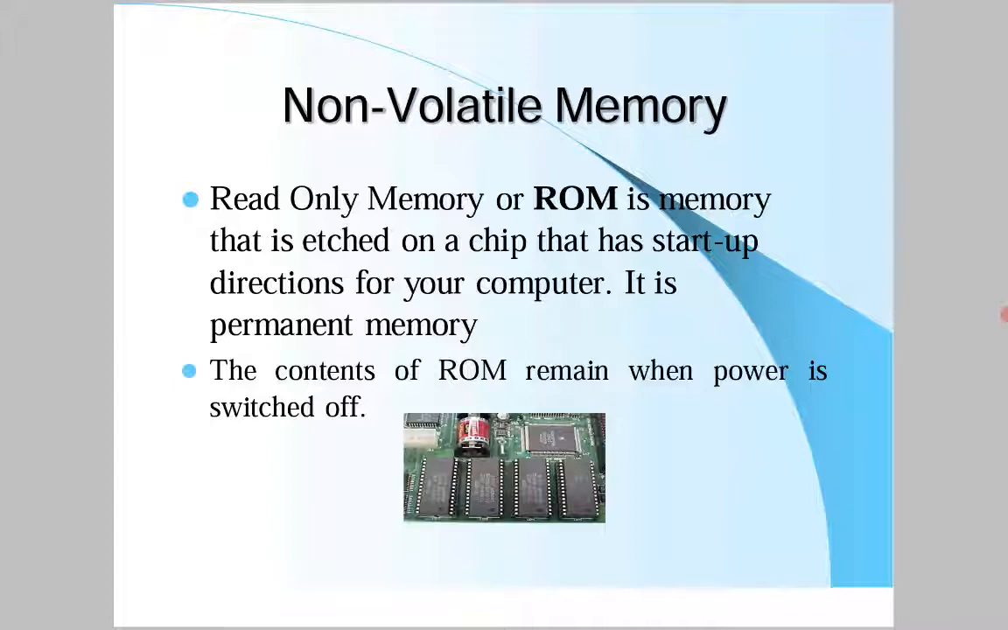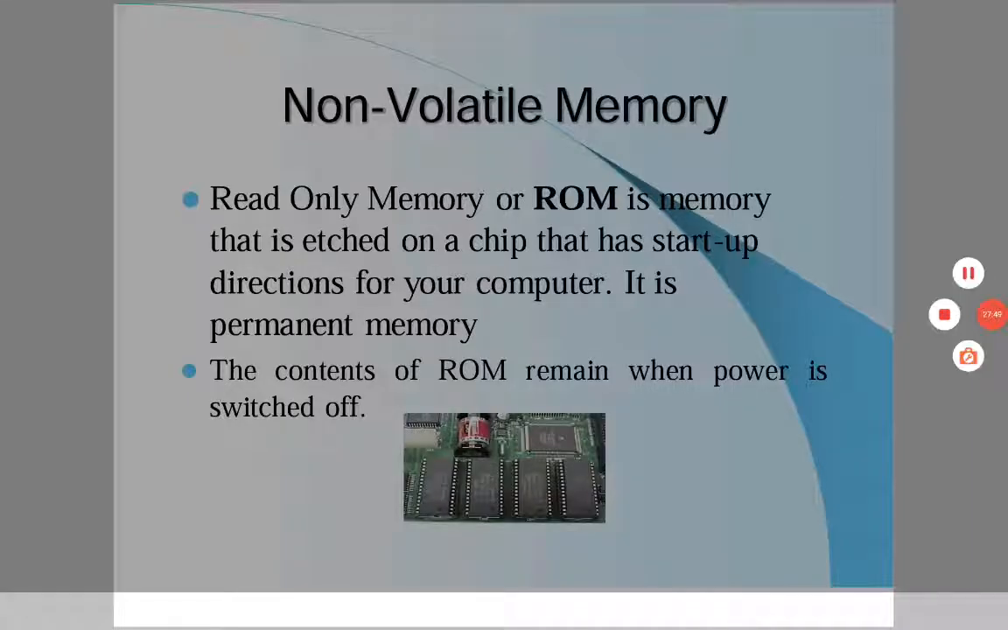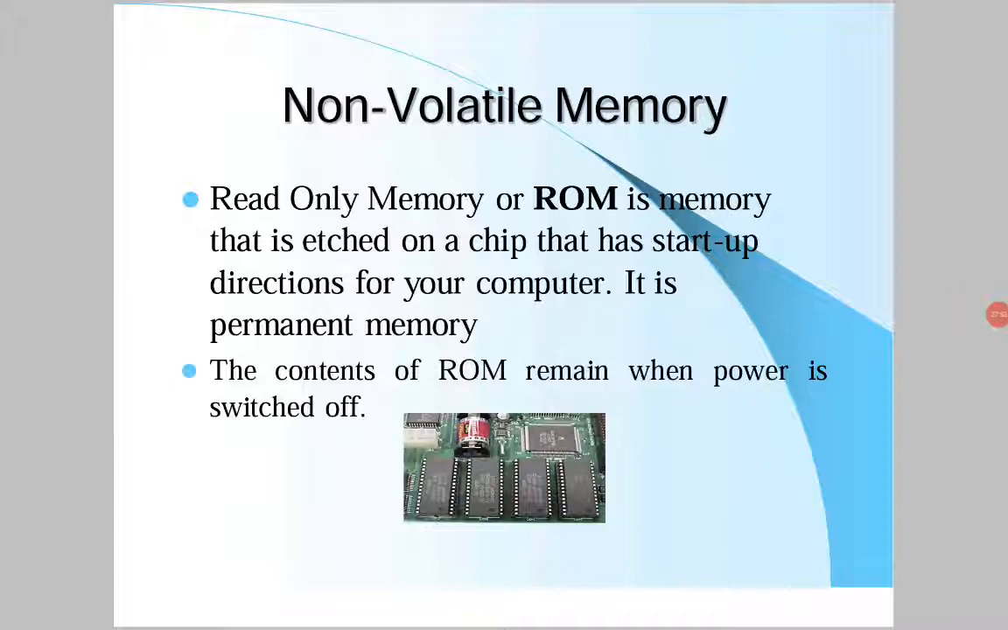So, as we already discussed, there are basically two types of memories, RAM and ROM. RAM is a volatile memory, or a temporary memory. ROM is a non-volatile, non-temporary or permanent memory. ROM also has some chips and electronic components inside it, and the data and information inside a ROM are kept permanently even when the power is switched off.